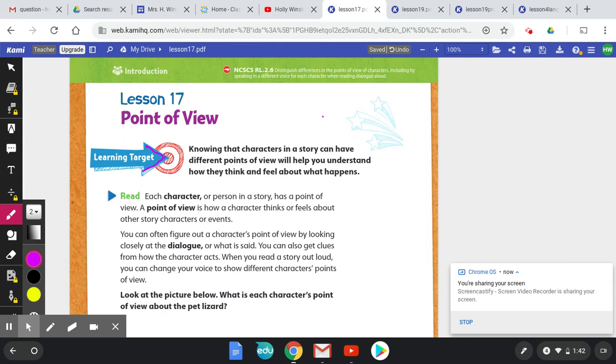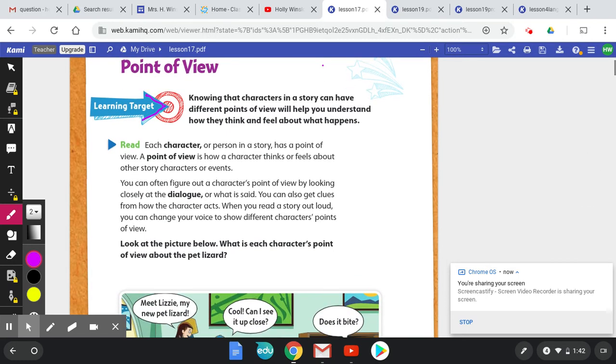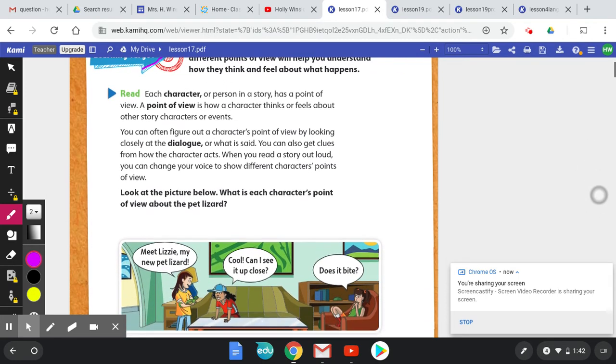So different characters have a different point of view. It's like if something were to happen in class, you have your point of view, and the problem maybe with another student, they have their point of view. And it depends on how you take it and how you feel, depending on how you react. So here it says, read: each character or person in a story has a point of view. A point of view is how a character thinks or feels about other story characters or the events. So the point of view is how that character feels about other characters or how that character feels about the events that are taking place.